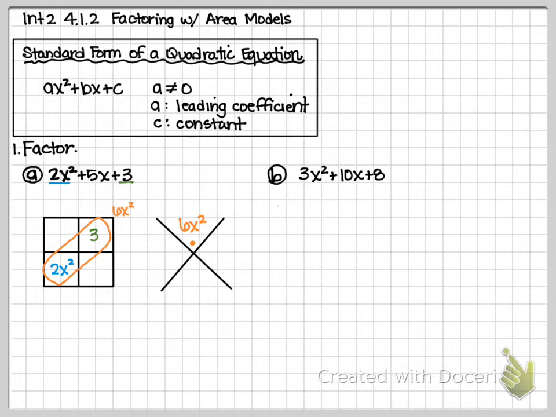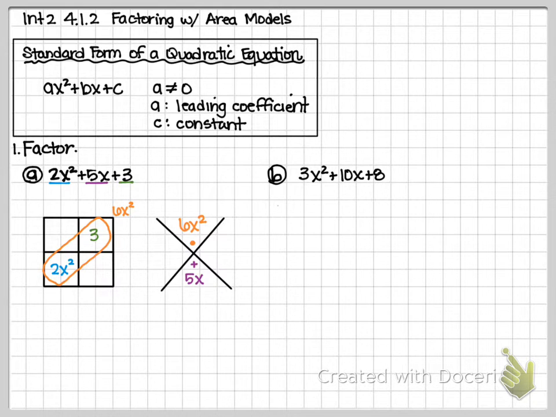Now, we have to figure out what goes in the bottom of this thing. We're going to go back to the original question. The original question says we have 5 x's total to try to make this area model happen. So we're going to put those 5 x's in the bottom, and that's going to represent addition.